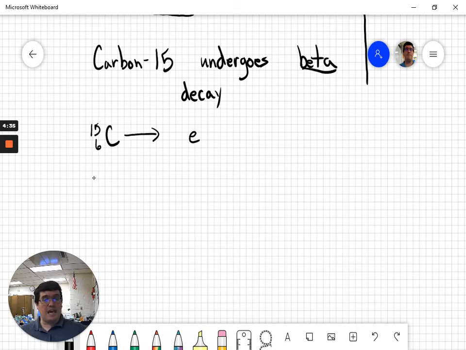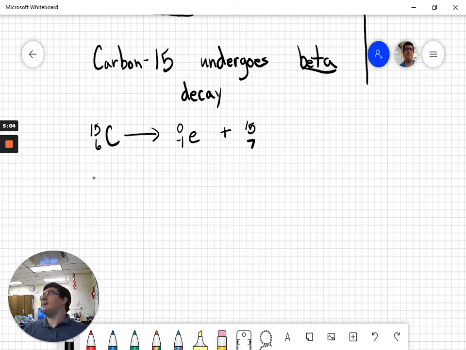So remember, beta decay is an electron with a 0 for mass and -1 for the atomic number. All right, so what do we have to have? Over on the left-hand side, the top has to add up to give us the right-hand side. So we're going to have 15 up top, because 0 plus 15 gives me 15. And then on the bottom, we need 7 because 7 plus -1 gives me a 6.